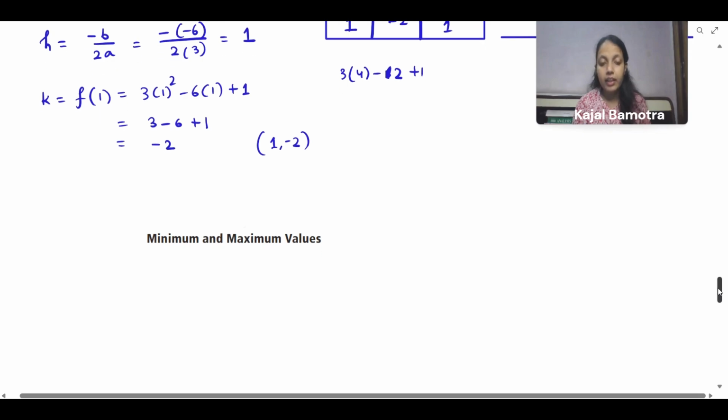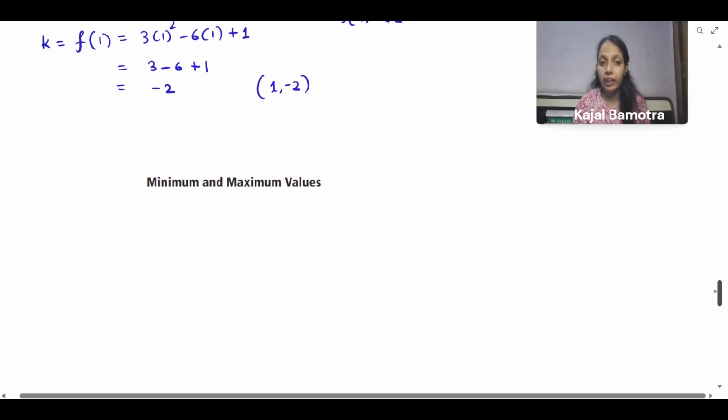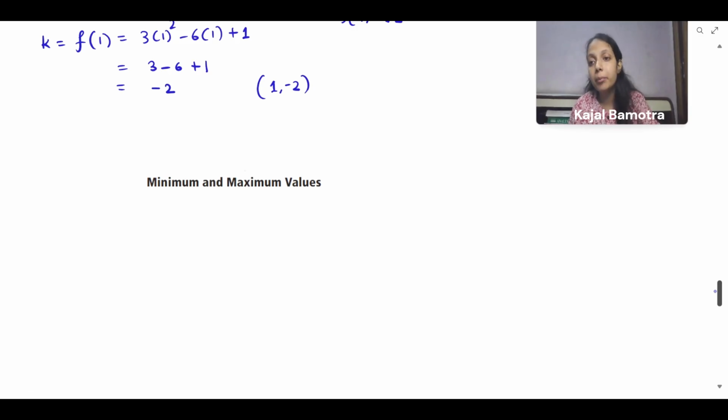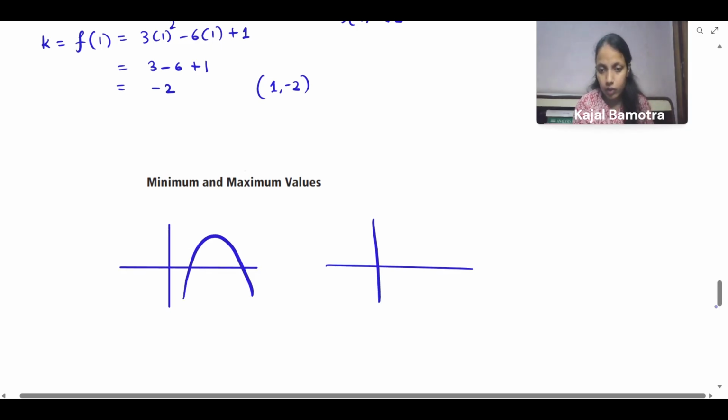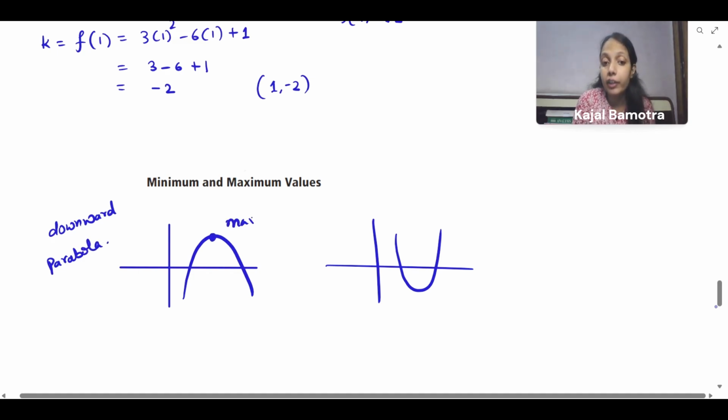Next, maximum and minimum value. The vertex will be counted as a maximum or a minimum value. It depends upon whether your graph is upward or downward. We know there are two types of graph, either this or this. If the graph is downward, this is known as a downward parabola. This vertex will be the maximum value.